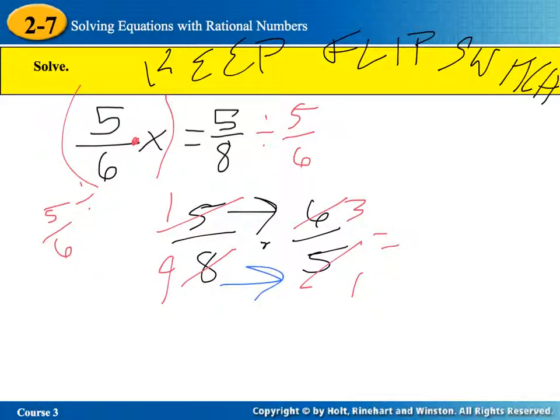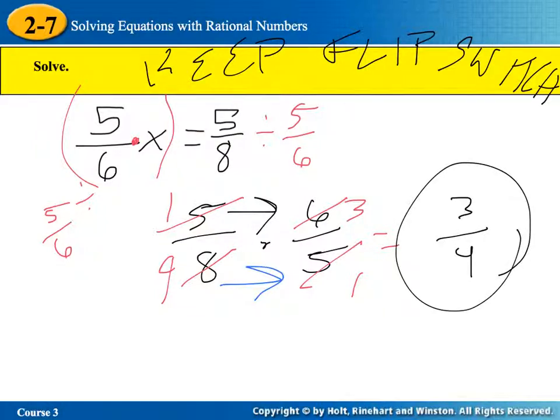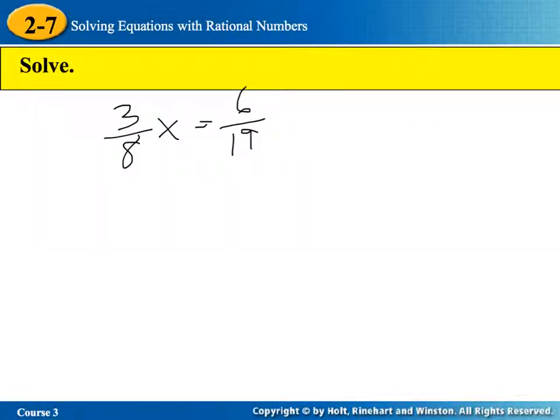And our answer is going to be 3/4. Bam! 3/4 is our answer. What's our answer? X equals 3/4. Fantastic. The reason why we divide is because multiplication is happening inside the problem. Try one just like it. Okay, so pause, give this one a shot. Go!